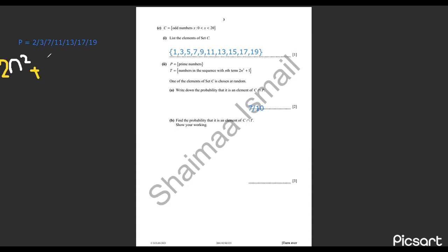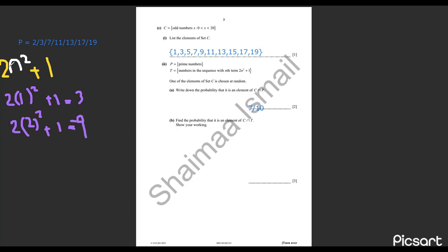2n squared plus 1. So we apply for the first term. The first term will be number 1. So instead of n, we kick it out and put 1. So 1 squared multiplied by 2 plus 1 will equal 3. Okay, then kick n and put instead of it 2. So 2 squared, which is 4, multiplied by 2, which is 8, plus 1 will give you 9.